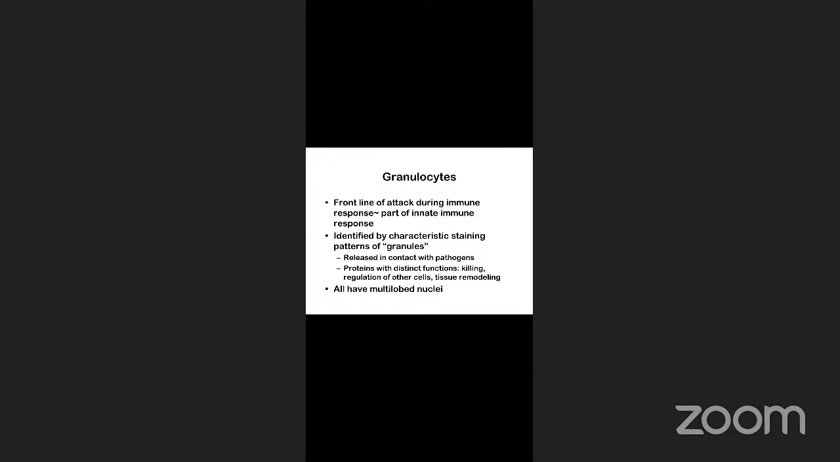Coming to the T lymphocytes, there are three types. One is the TH cell, the T helper cell. Another one is the TC cell, the T cytotoxic cell. Another one is the T suppressor cell. These three subtypes of cells are actively involved in cell mediated immunity.